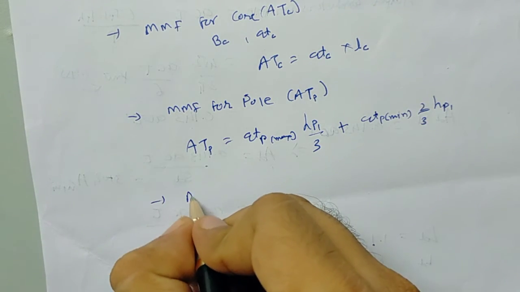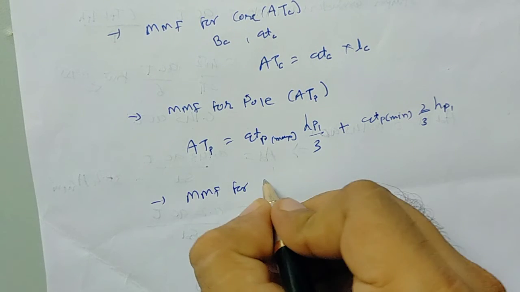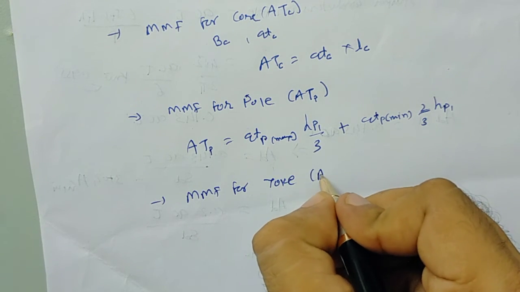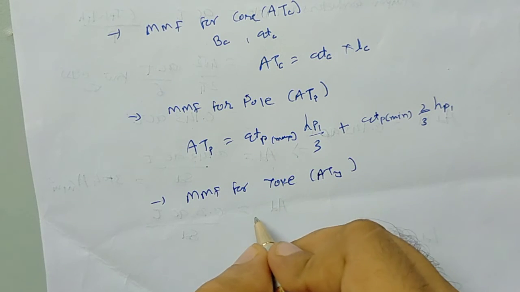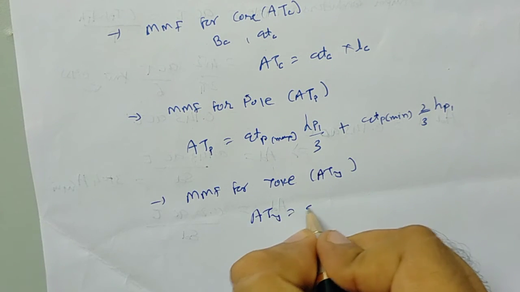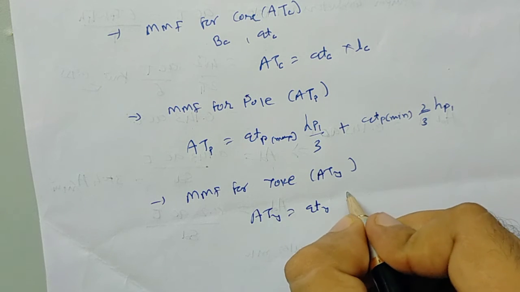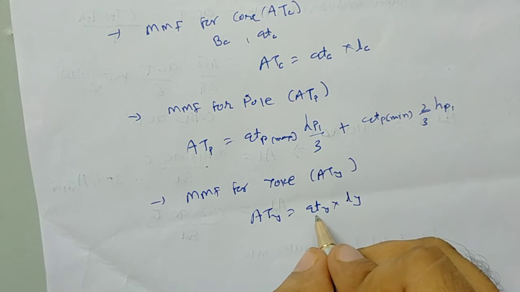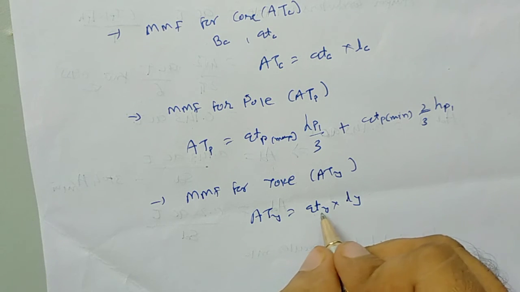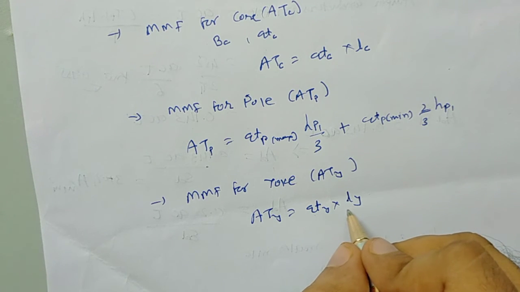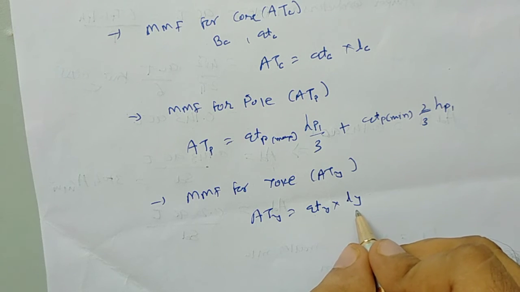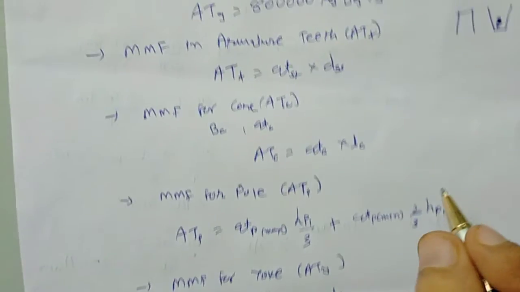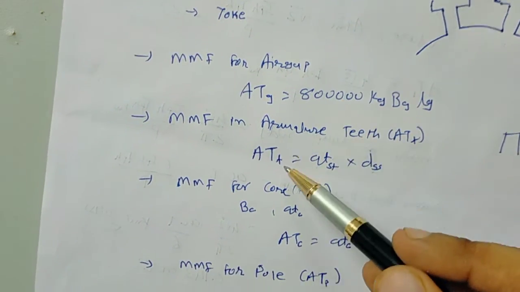And lastly, the MMF for the yoke, let us say it is ATy. It is also a simple equation: ATy is ATy into Ly, where ATy is the standard value of ampere turn required by the yoke part of your machine, and Ly stands for the length of the flux path in the yoke. Combining all these five, the MMFs will be the total MMF required by the magnetic circuit.